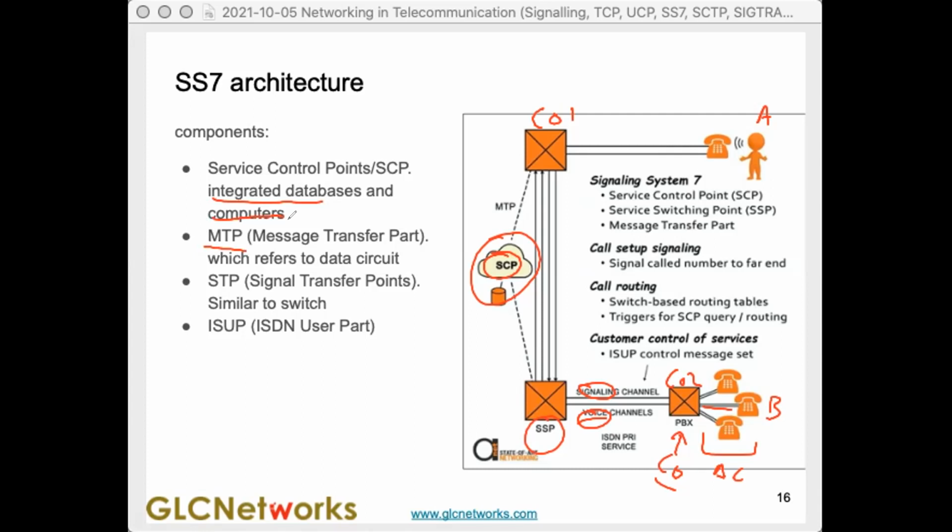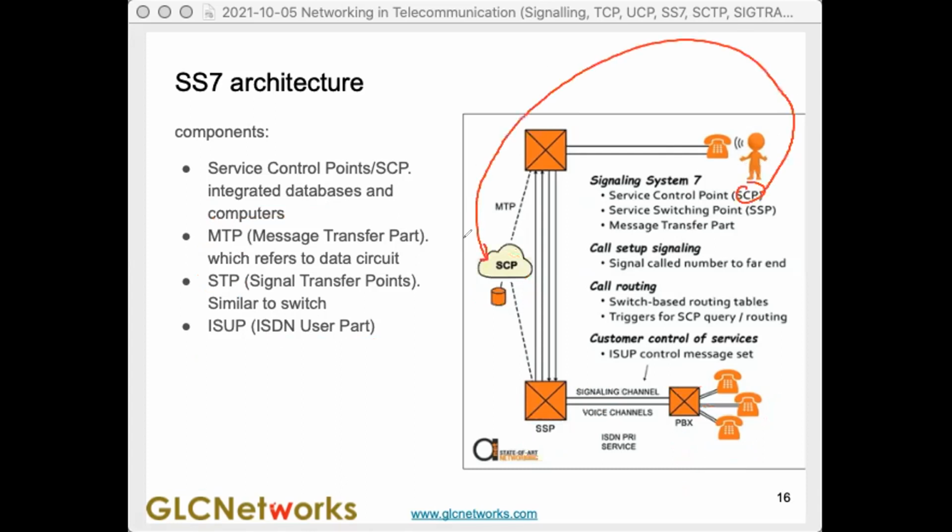And then we also have STP here, which is similar to a switch. And then we have the ISDN user part. So with signaling 7, we have SCP. Here are the components of SS7. SCP is this one over here, and the service switching point is this one. And then we have the message transfer part between this SSP and the SCP.